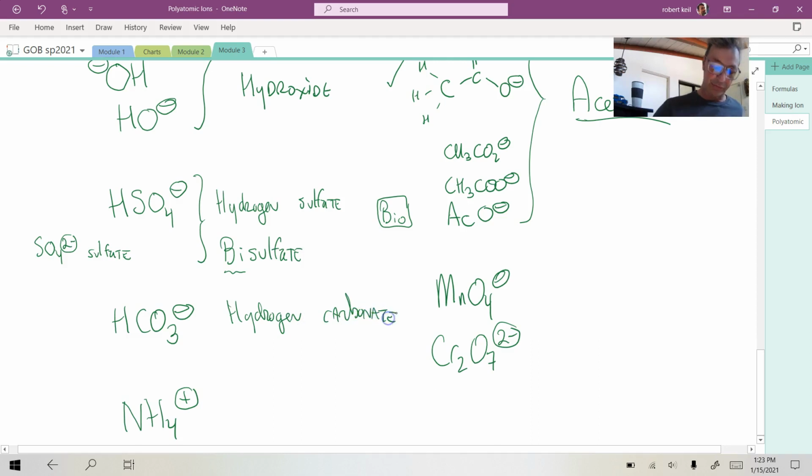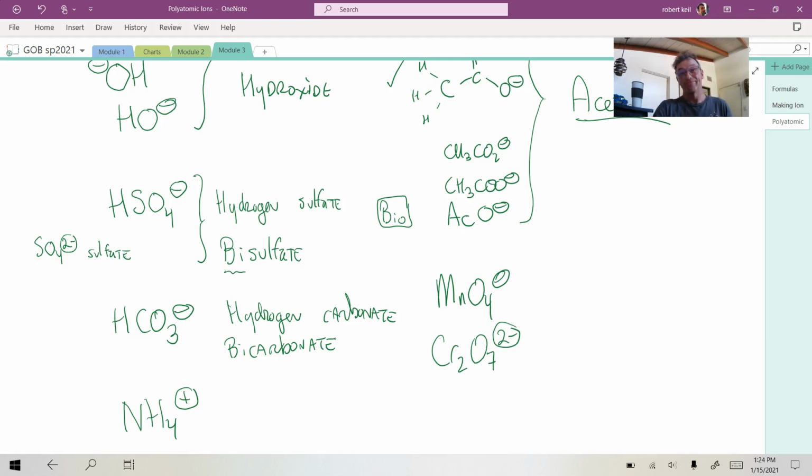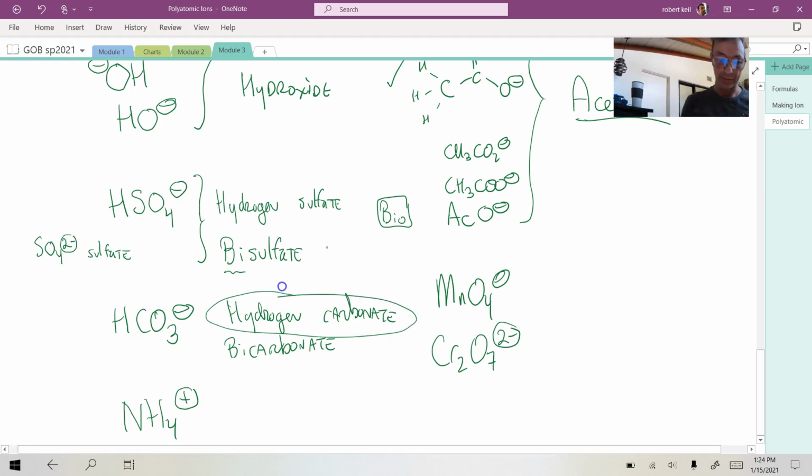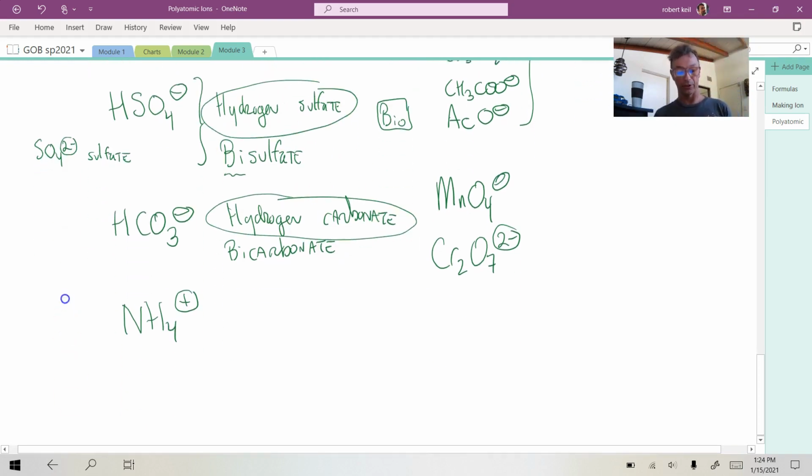But this is fairly commonly known as bicarbonate. If you've ever used baking soda in your kitchen to clean things, you've heard of it as bicarbonate. So sodium bicarbonate, a really common compound. It meant that there's twice as many of those carbonates to equal a cation than the regular carbonate. So again, just always use hydrogen carbonate, and you're using proper chemistry language.